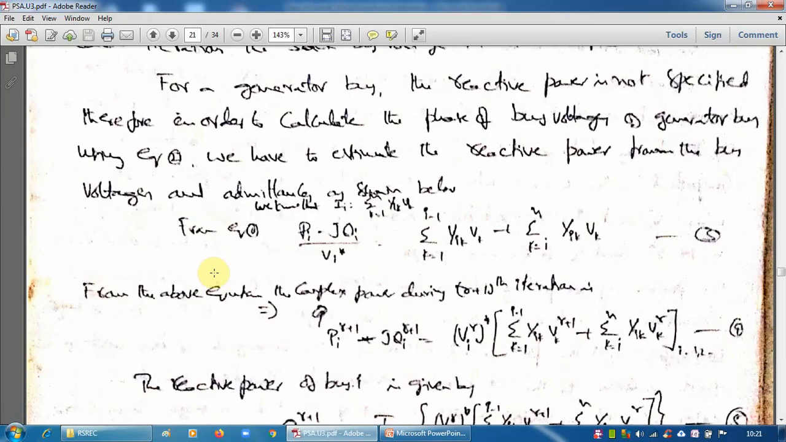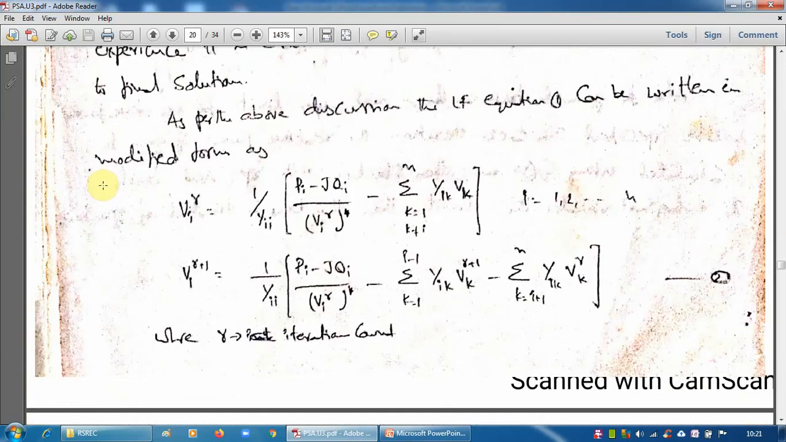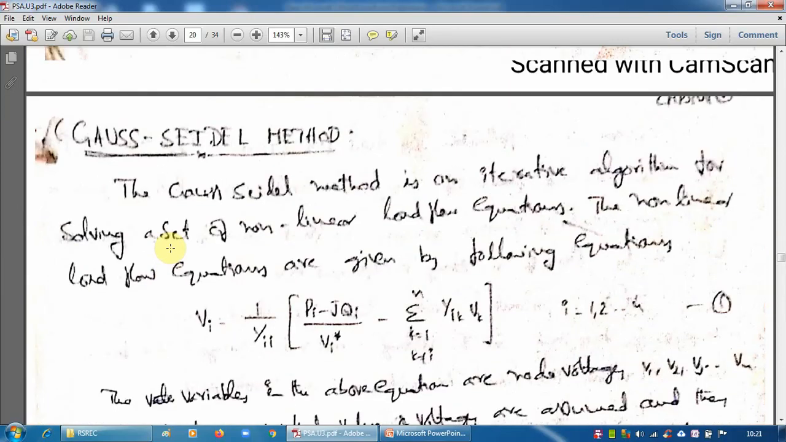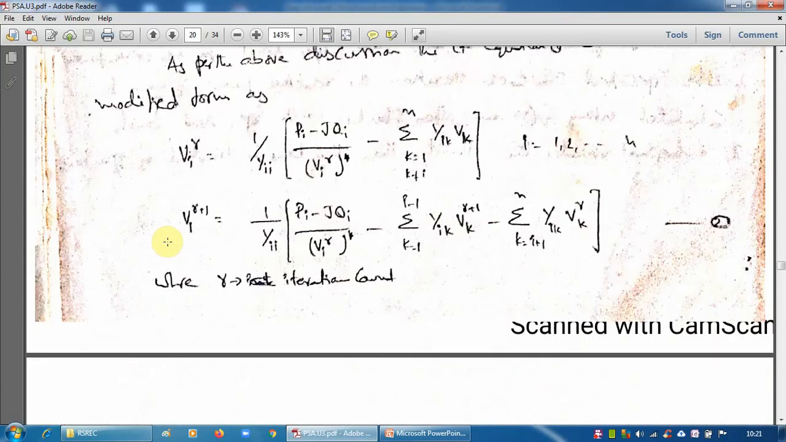So like that we will proceed with the process. So that is about the process. Now this process whatever we discussed is for load buses.